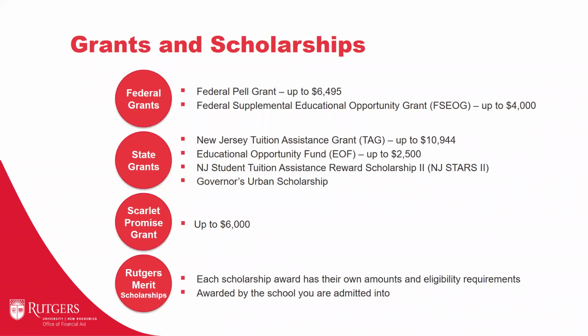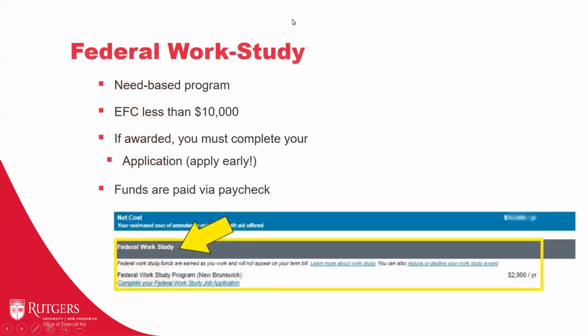And next, we also have the Merit Scholarship. As I mentioned before, these scholarships are awarded by the school that a student is enrolled in. And of course, each scholarship has its own amount and eligibility requirements for that particular merit scholarship. Okay, and so of course we have the federal work study.